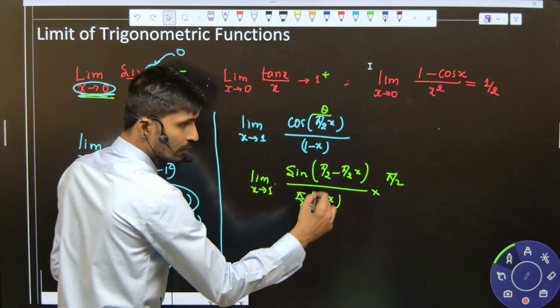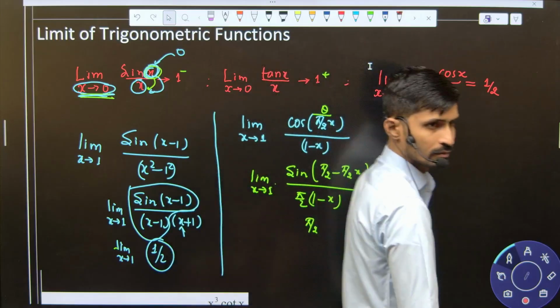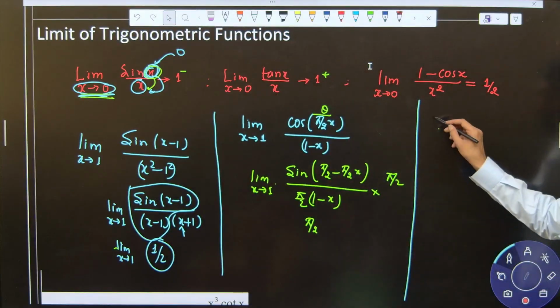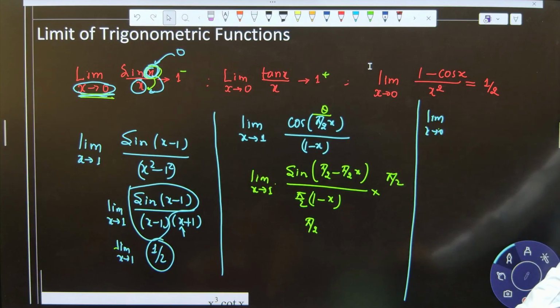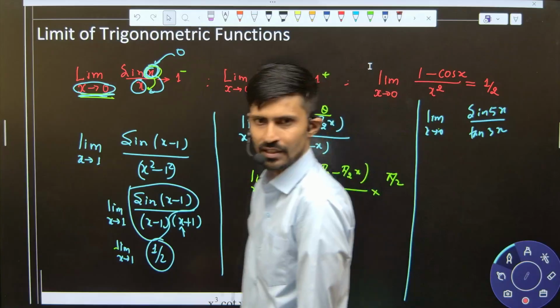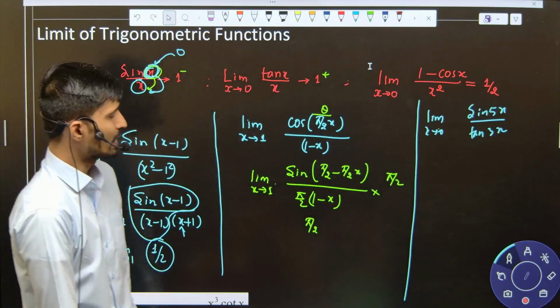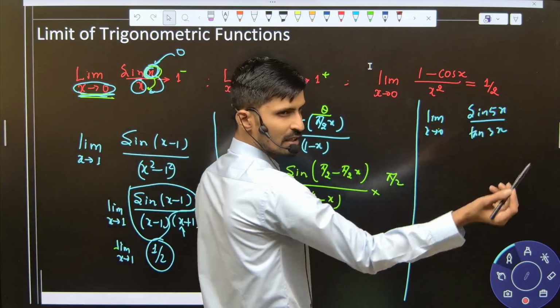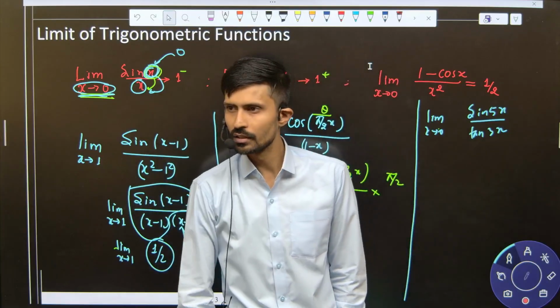One more question. Okay, this question. Limit x tends to 0. Now I'm going to put 0 only. The question is sine 5x by tan 3x. Sine 5x by tan 3x. Okay. So here, if we put it simply, the sine is there, no problem. The tan is there, no problem. It means these two formulas are going to work.